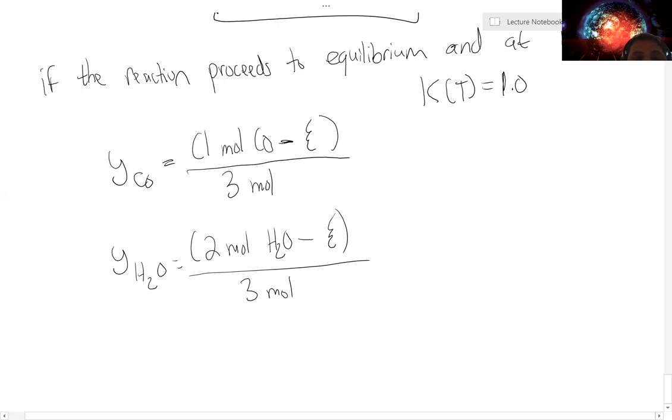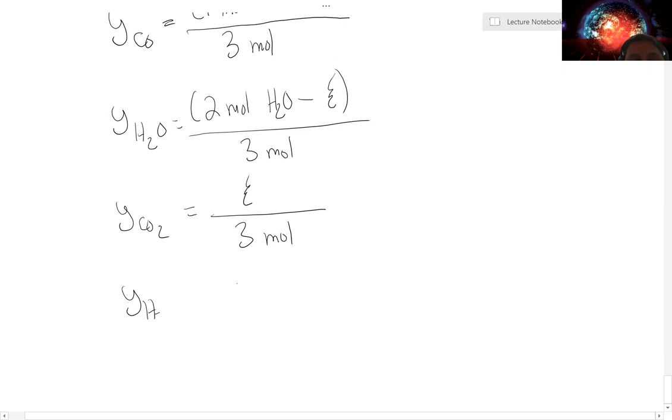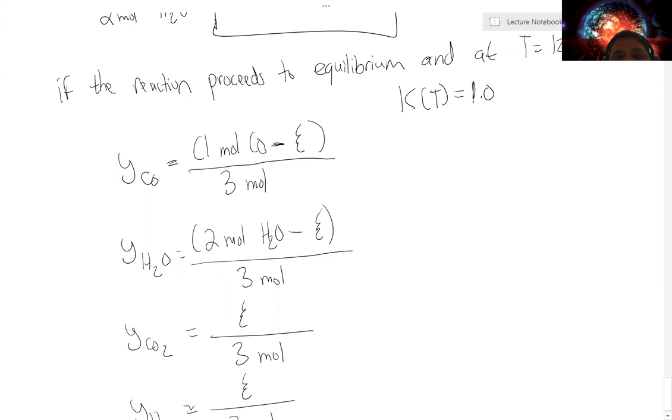And then I can write this for all parties involved, right? The CO2, there's nothing coming in. Anything that's produced as a function of that extent of reaction over the 3 moles is going to be the mole fraction. And then finally, for H2, it's the same thing, extent of reaction over 3 moles. So now I've defined all the mole fractions for each of my species, and I can plug it into that equilibrium expression that I have here.